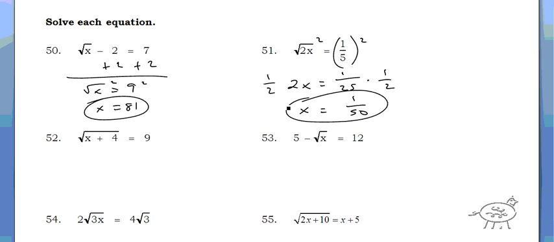All right. Next one, it's already isolated, so that's squared. So you get x plus 4 equals 81. Subtract 4. X equals 77.